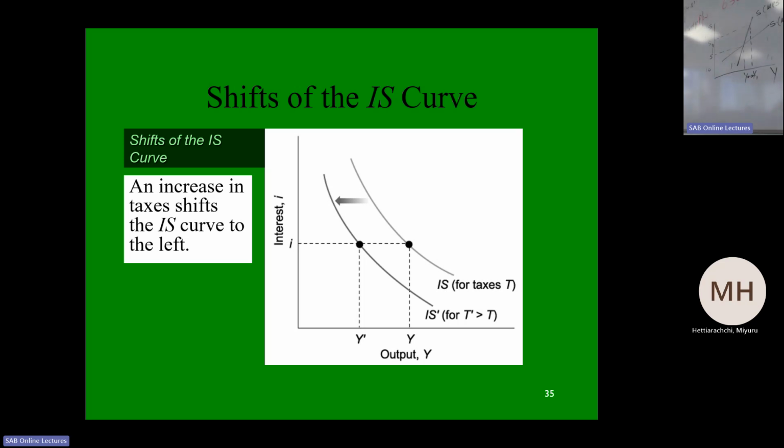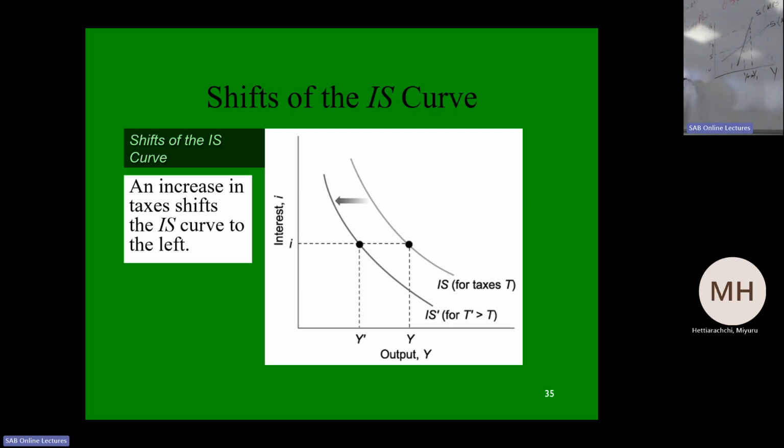Tax is a withdrawal, right? Now, earlier we talked about government expenditure. If there is a rise in government expenditure, what happens? That will increase the aggregate demand, because aggregate demand comprises C plus I plus G. If G increases, aggregate demand increases.